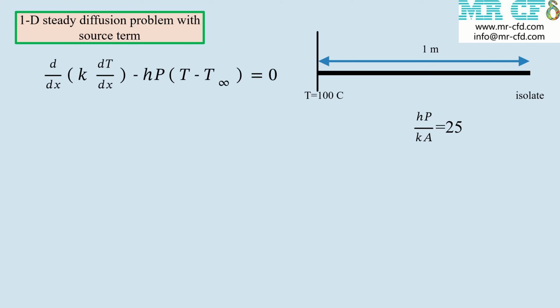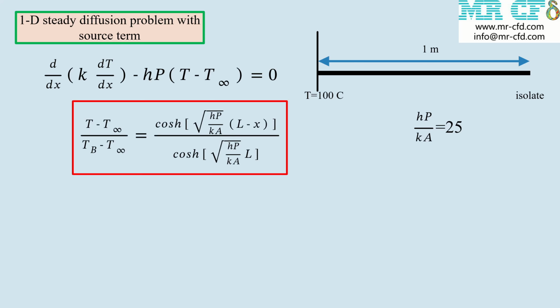One-dimensional heat transfer in this situation is governed by this formulation, where h is the convective heat transfer coefficient, P is the perimeter of the fin, k is the thermal conductivity of the material, and T infinity is the ambient temperature. The problem is this: calculate the temperature distribution along the fin and compare the results with the analytical solution given by this formula, where T_B is the base of fin temperature.